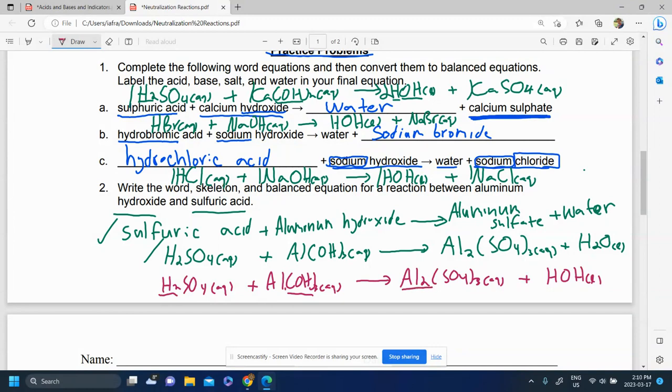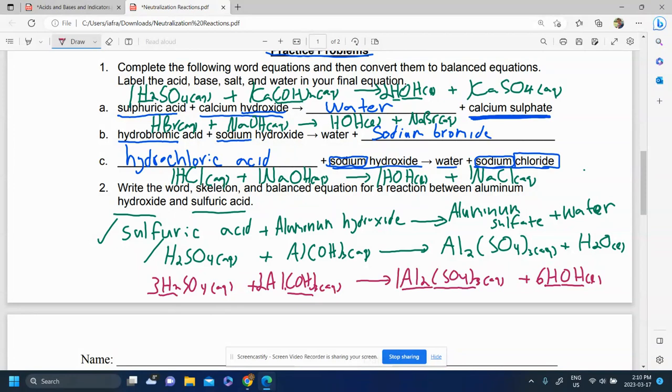So what I'm going to do is put a 2 here. That makes 2 aluminums and 6 hydroxides. So I'll put a 6 here because that will make 6 hydroxides. But then it makes 6 Hs. And so to get 6 Hs, I have to put a 3 here. That's 6 Hs, but now 3 sulfates, but that works, since we already have 3 sulfates here. So 3, 2, 1, and 6 seem to be the balanced equation for this particular reaction.